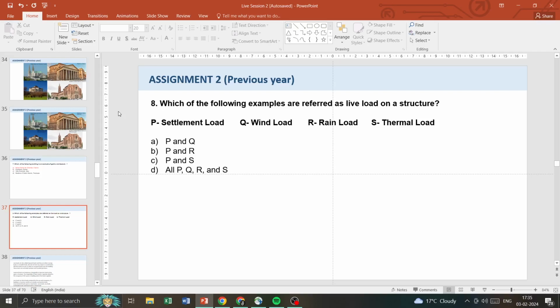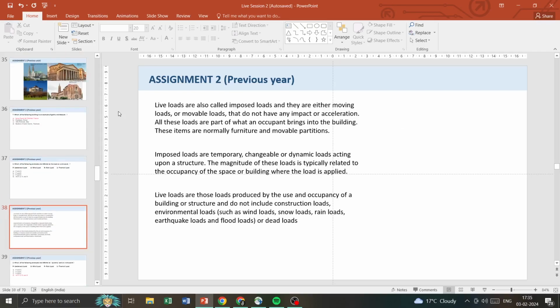For example, humans walking in a building are live load. Furniture being added to the building are live load. So we have four options being given here: settlement load, wind load, rain load, and thermal load. And it has been asked which of the following are referred to as live load on a structure. So I'll quickly talk about it. Live loads are also called imposed loads, and they are either moving loads or movable loads. They do not have any impact or acceleration.